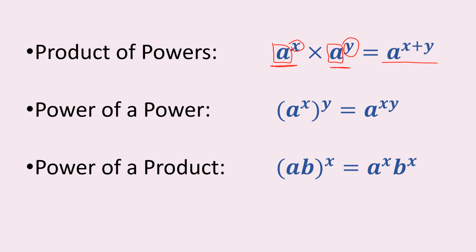Power of a power. Here we have a monomial with an exponent that's being raised to another power. So it's inside parentheses, and that whole parentheses is raised to a power. In this case, we're going to multiply the exponents. X times y becomes our new exponent attached to that base of a. Power of a product, if we have an exponent outside parentheses, it goes to everything inside the parentheses. A to the x, b to the x.